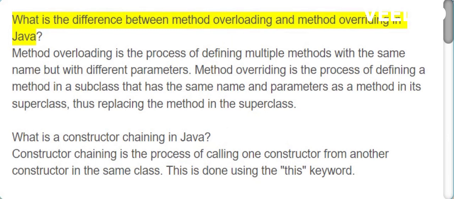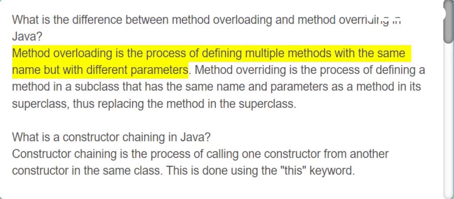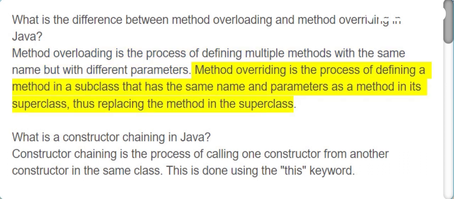What is the difference between method overloading and method overriding in Java? Method overloading is the process of defining multiple methods with the same name but with different parameters. Method overriding is the process of defining a method in a subclass that has the same name and parameters as a method in its superclass, thus replacing the method in the superclass.